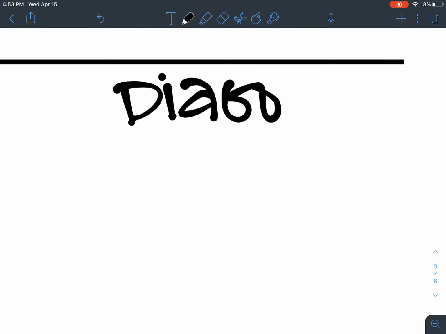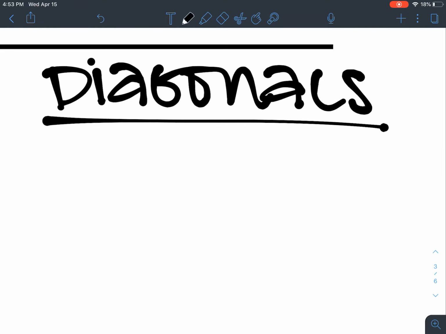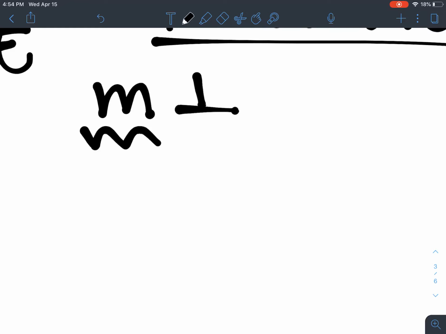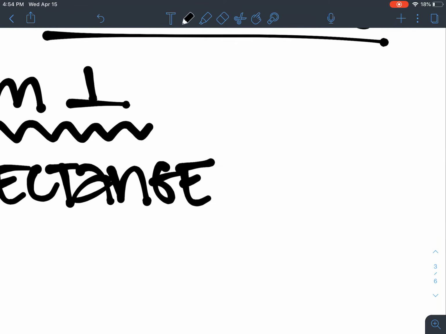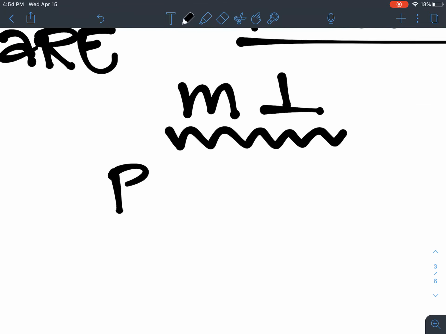If we look at the diagonals, we're going to use those same two formulas. But what if I found the slope of those two diagonals and found that they were opposite reciprocals, which means that they're perpendicular? If I did that, what would that mean? Well, that would mean that it would be a rectangle. Now, if I then found the distance, oh, whoa, that's not right. Sorry guys. If I found the slope is perpendicular, that means that it's a rhombus.